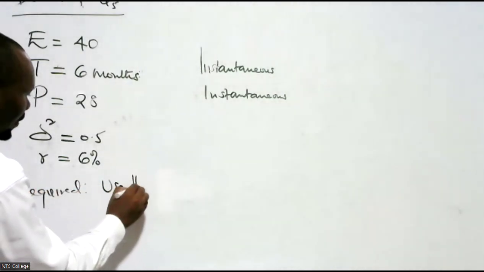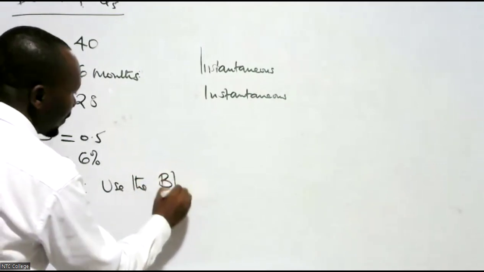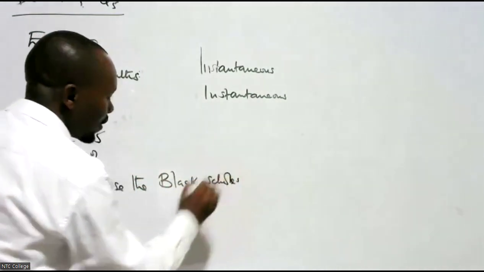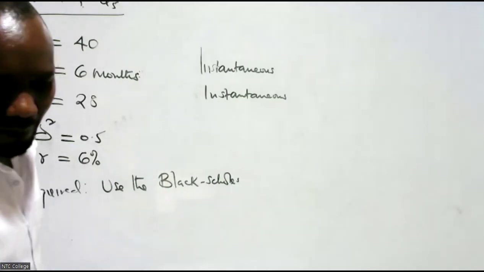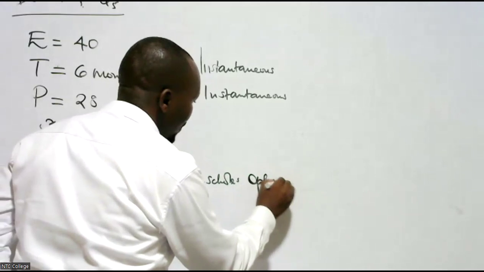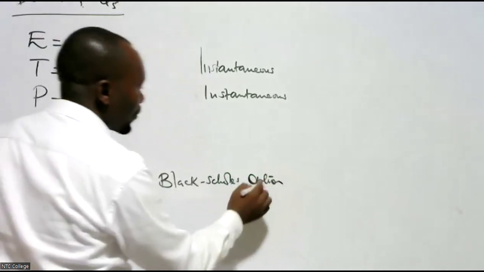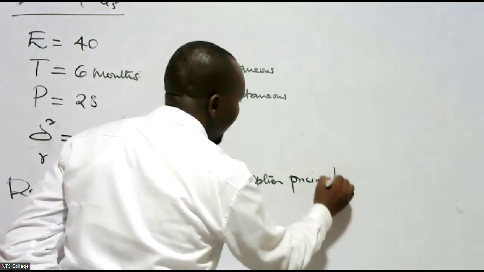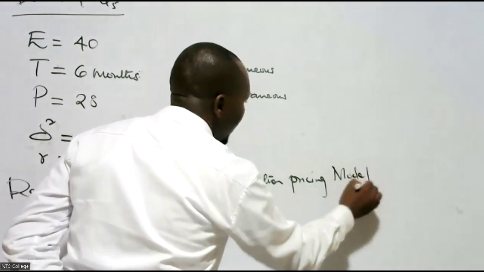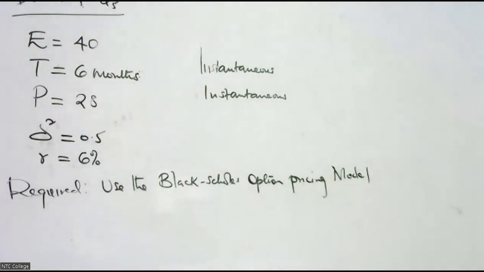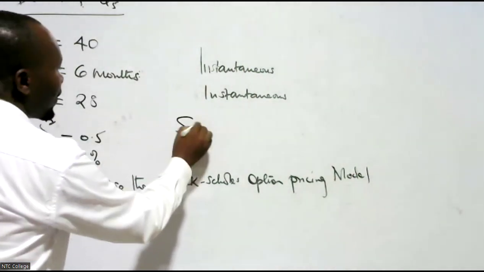Use the Black-Scholes option pricing model. It is a model for pricing options. Model is just a formula. So use the Black-Scholes like that.